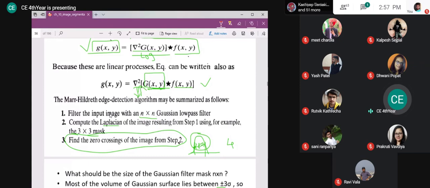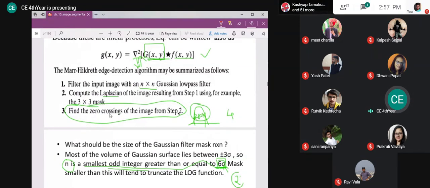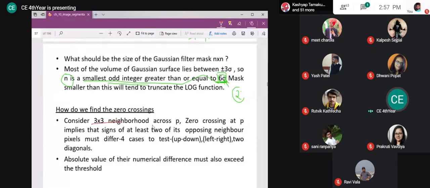So if you are finding zero crossings, then the center element you can easily find out. So how to find zero crossings? You will check: suppose my pixel is there, then I will check what is the sign of the left side pixel and what is the sign of the right side pixel. If it is different, right, and if it is not different, then it's all right.